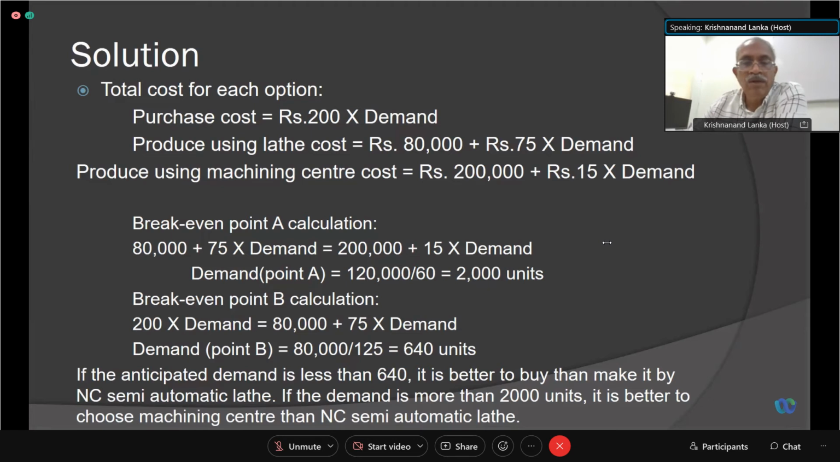So that's why we are choosing between different alternatives. For example, a machining center may be a mass production type, whereas a semi-automatic lathe may be batch production, something like that. So how to choose them? It depends on how the fixed cost and variable cost change with the demand or the production system. Now let us go to another problem.